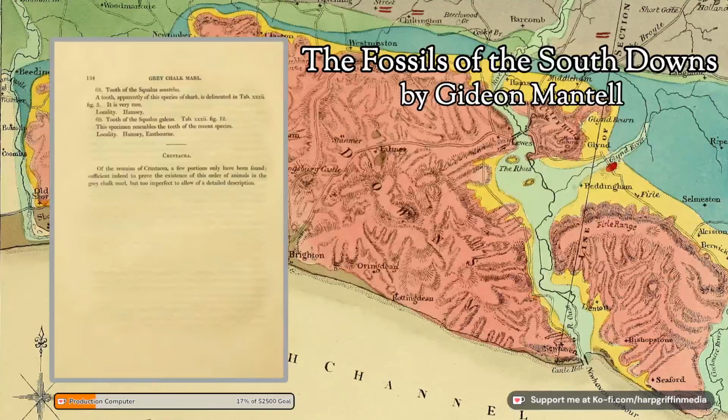Of the remains of Crustacea, a few portions only have been found, sufficient indeed to prove the existence of this order of animals in the grey chalk marl, but too imperfect to allow of a detailed description.